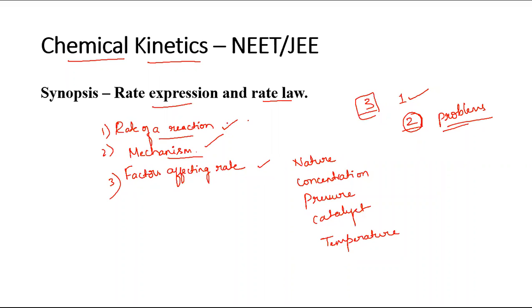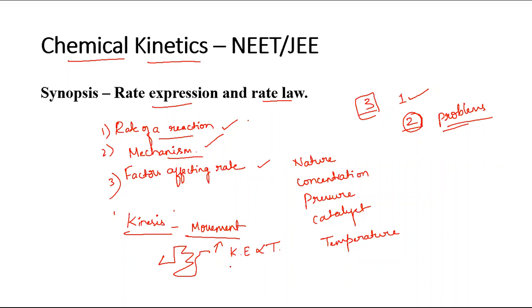Let us go with the first one, rate of a reaction. What is the importance of knowing the rate of a reaction? Kinetics comes from the word kinesis, which is derived from Greek, meaning movement. You know kinetic energy, and you have also studied kinetic molecular theory. If a particle is hit by any substance or any other particle, it starts moving here and there in a zigzag manner. This is called kinetic movement, which gives an energy, so that is called kinetic energy, which is directly related to temperature.